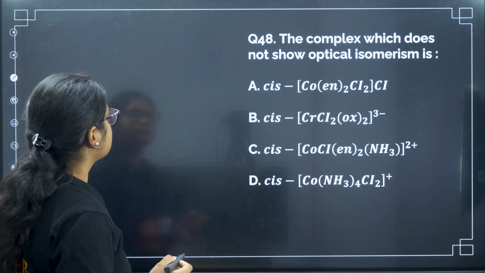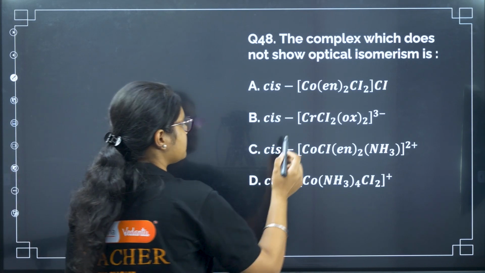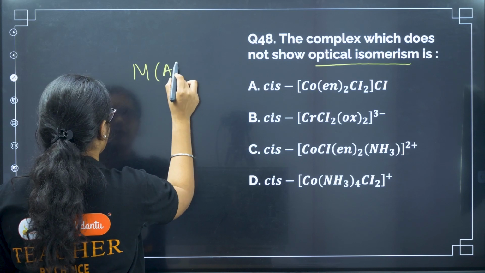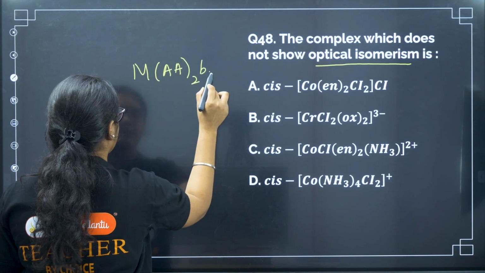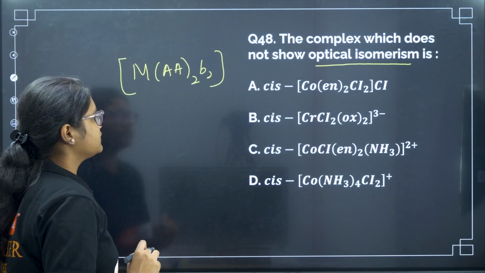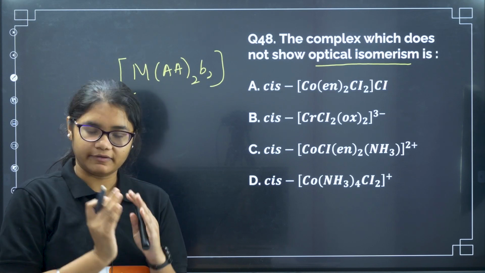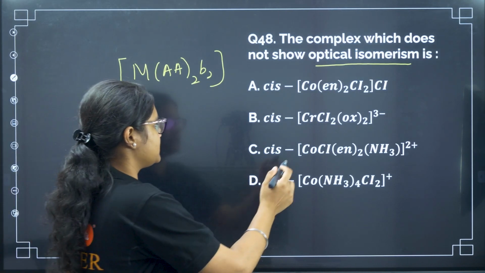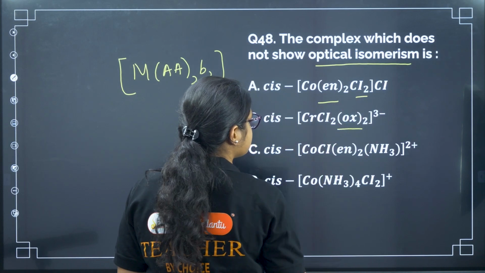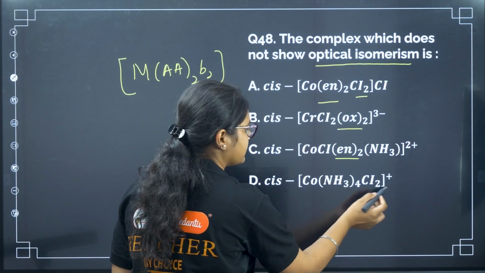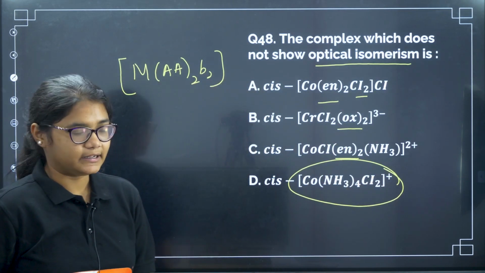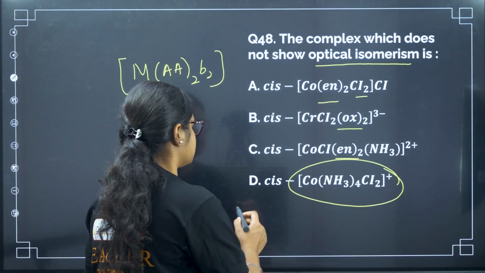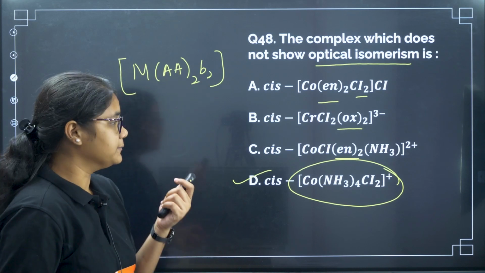Okay, next one, the complex which does not show optical isomerism. If we have this type of MAA2B2, generally this type of compound will give you optical isomerism. Here is a chelating ligand, here also there is a chelating ligand, and here also there is a chelating ligand, but this one doesn't have any chelating ligand. So it is not of this type, so it doesn't show optical isomerism. The correct answer for this question will be option D.